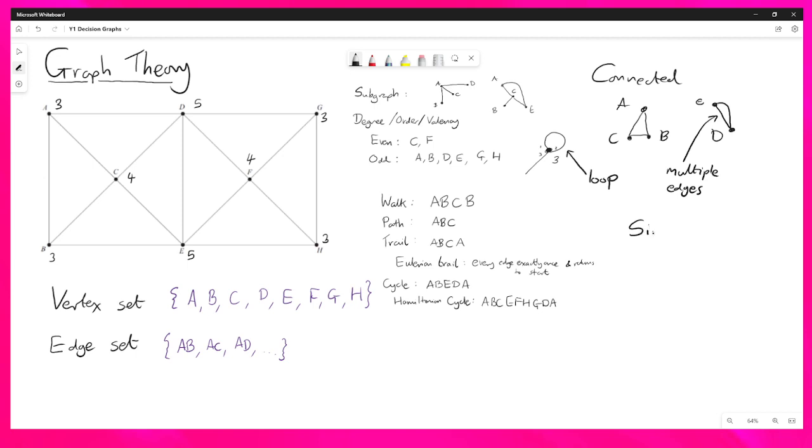A graph is known as simple if there are no loops or multiple edges. So this graph here that we've been talking about is simple. There are no loops and no multiple edges. If we did this, connecting F to G by another arc, that's no longer simple.